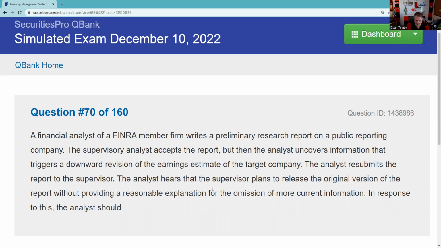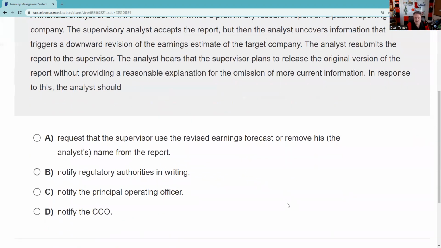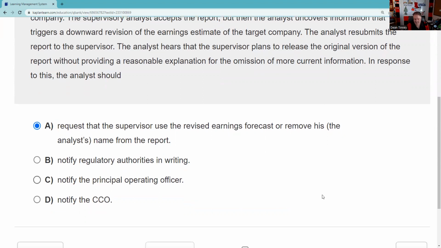Ooh. The response is, the analyst should... So what should the analyst do? Request that the supervisor use the revised earnings forecast and remove the analyst's name from the report. That sounds like a pretty reasonable thing to do. Notify the regulatory authorities in writing. Notify the principal operating, notify the CCO. I think the most reasonable thing here is A. And then, after that, maybe it gets escalated.